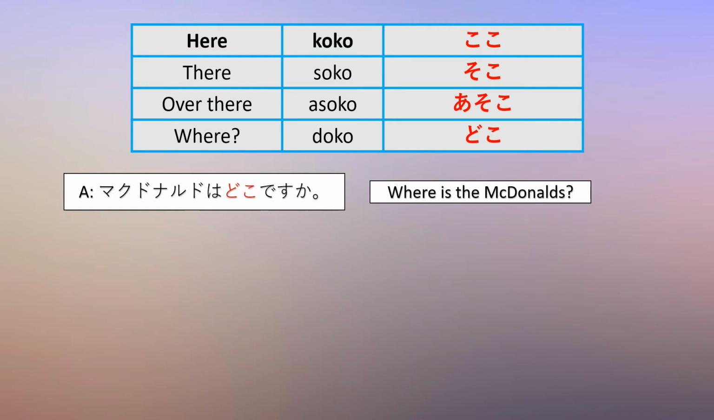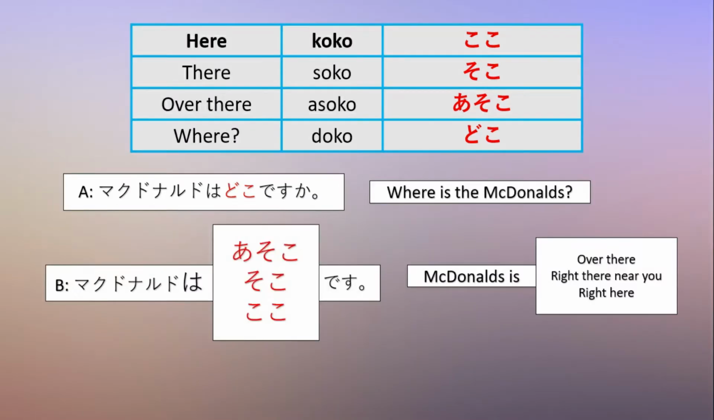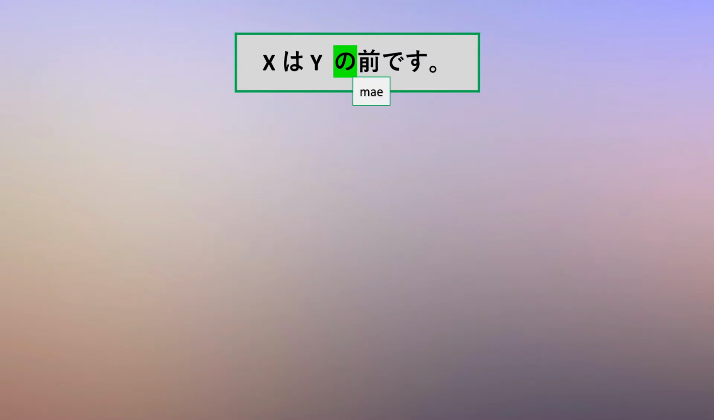Makudonarudo wa doko desu ka? Where is the McDonald's? And the answers could be Makudonarudo wa asoko desu. McDonald's is over there. Makudonarudo wa soko desu. McDonald's is right there, near you. Makudonarudo wa koko desu. McDonald's is right here, near me.